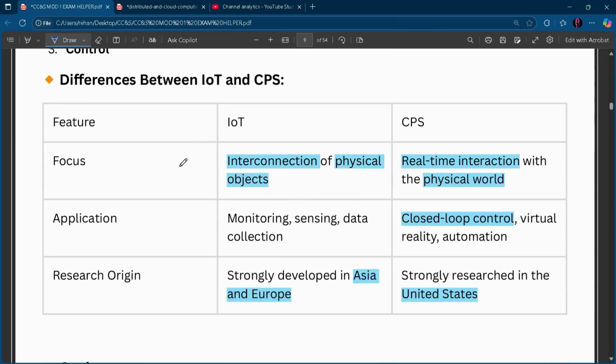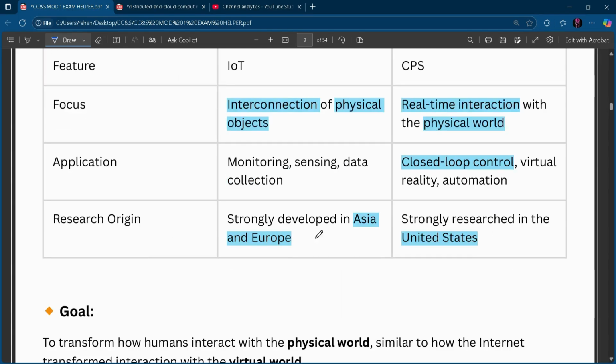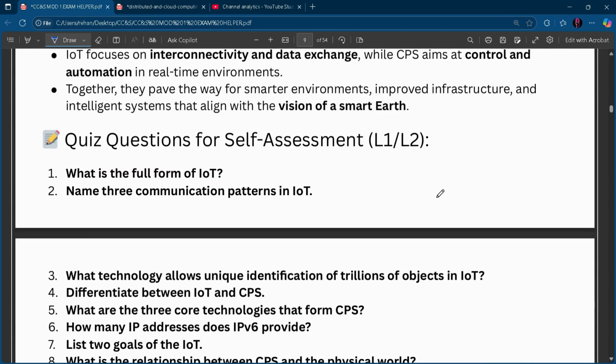Difference between IoT and CPS. IoT is the interconnection of physical objects, whereas CPS involves real-time interaction with the physical world. Application: IoT is monitoring, sensing, and data collection, like how you remember a sensor in your mind. CPS is closed loop control via virtual reality and automation. Research origin: IoT is mainly in Asia and Europe, while CPS is in the United States.